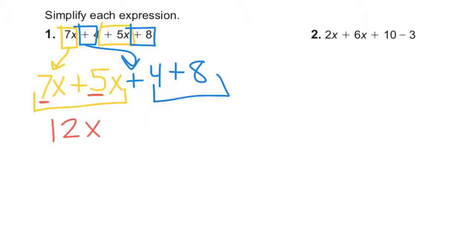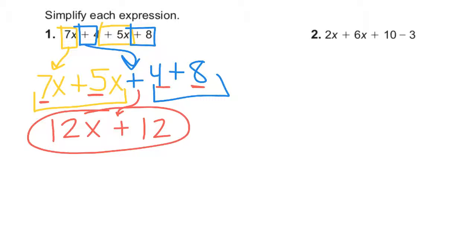And when I add the 4 and the 8, I'm going to get 12. Again, I'm going to bring my symbol of an addition sign down because that's what's connecting the two different parts, the yellow and blue parts of my terms. So my final simplified answer would be 12x plus 12.